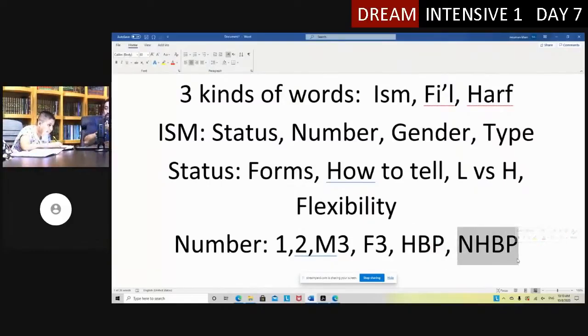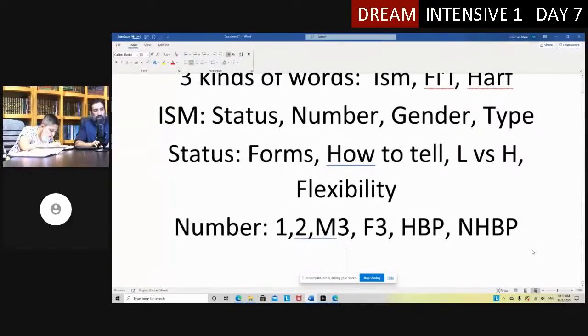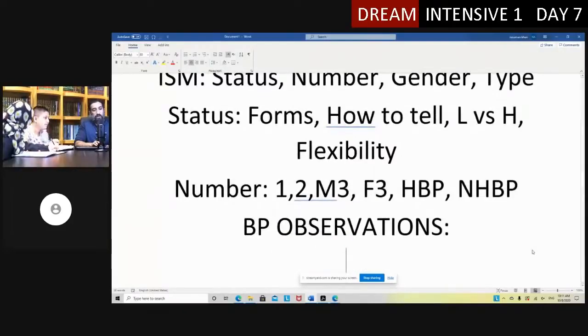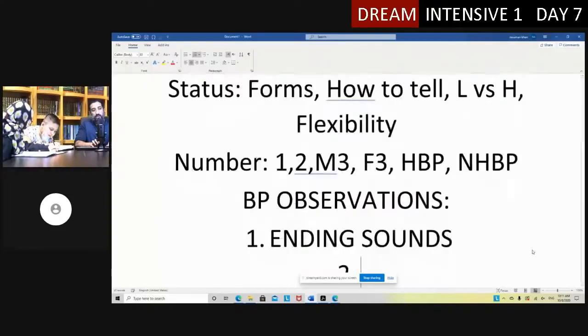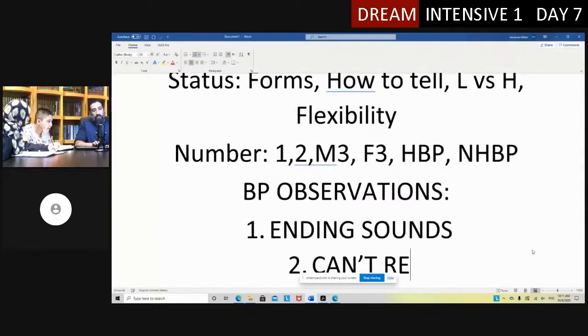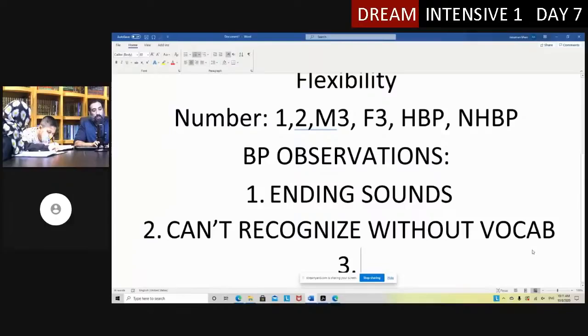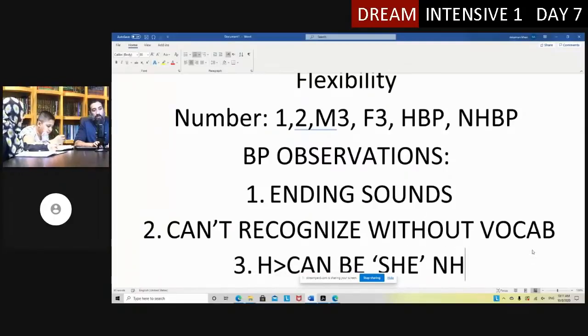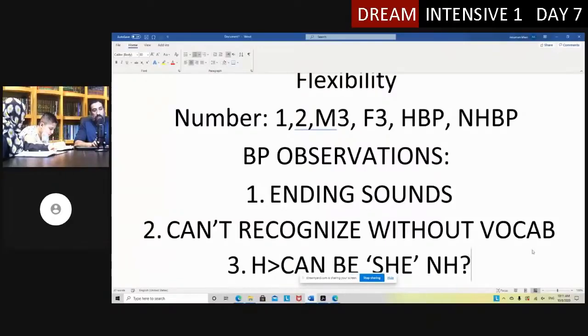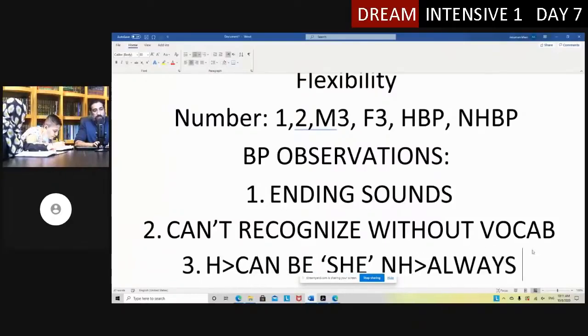The only way you will know that you're looking at a human or non-human broken plural is if you know what the word means. So there are a few observations about the broken plurals. Let's just write them here because those are easily forgotten. Broken plural observations. Just some things you should remember. Number one, they have ending sounds. Number two, can't recognize without vocab, right? Yeah. And number three, the human ones can be she, and the non-human ones are always she.